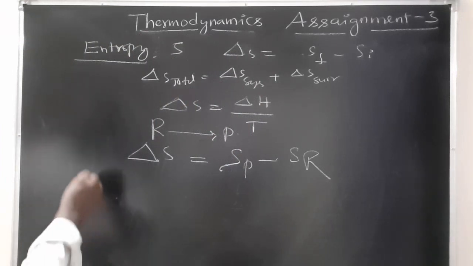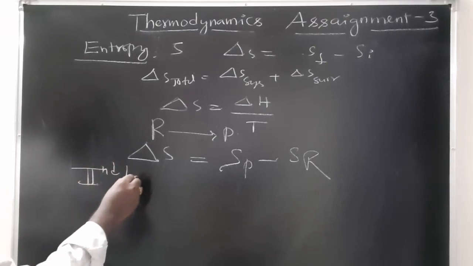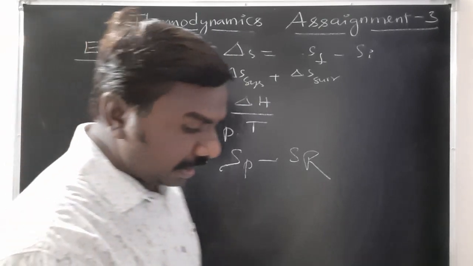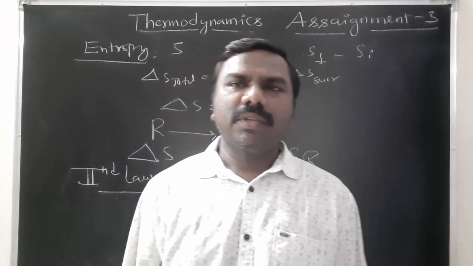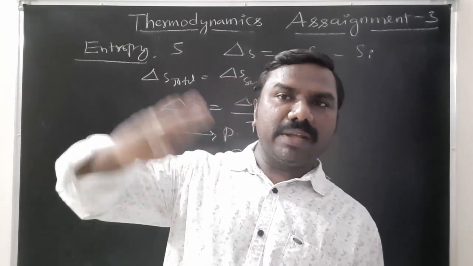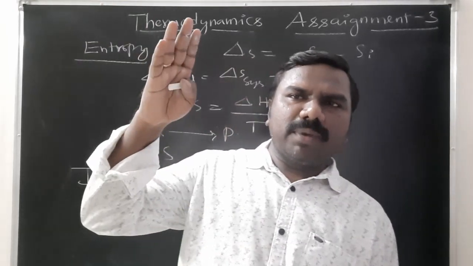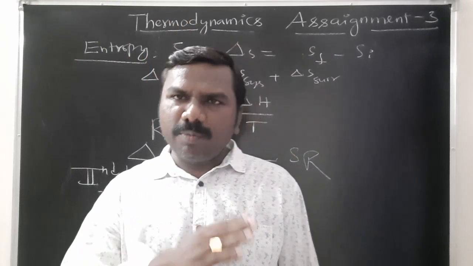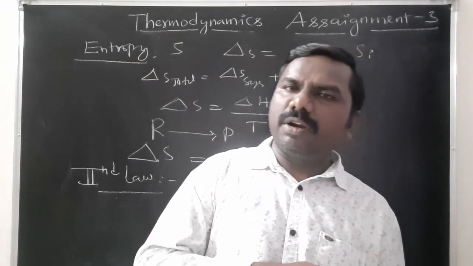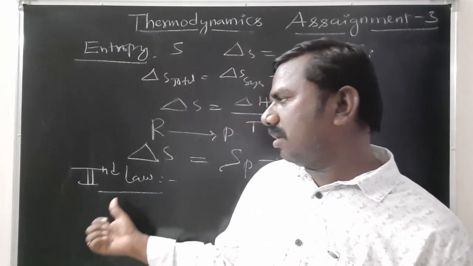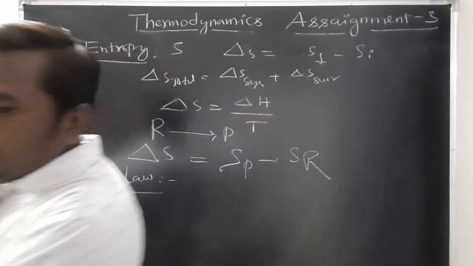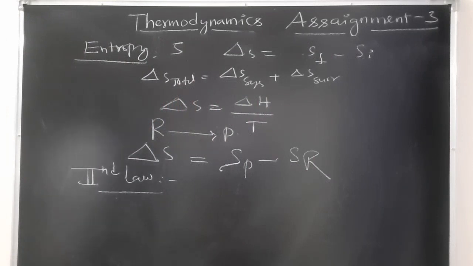After that, the second law of thermodynamics. First law completed, now the second law. As per the second law, heat flows from high temperature to low temperature, but it cannot flow from low temperature to high temperature. Water flows from high level to low level, but not from low level to high level. Gas flows from high pressure to low pressure, but not from low pressure to high pressure. This is called the second law of thermodynamics. Right, students? So next is spontaneity.